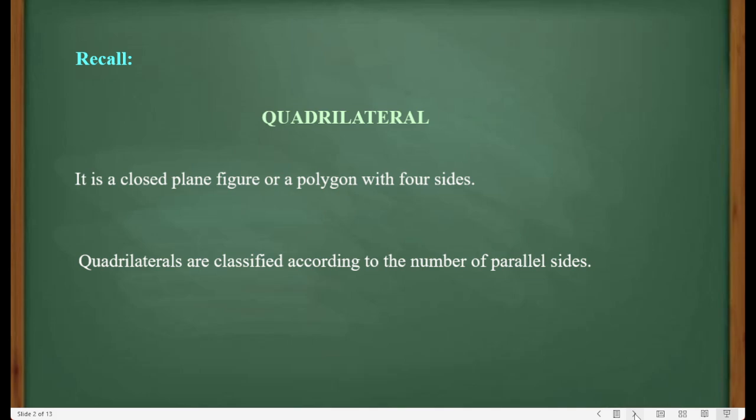Quadrilaterals are classified according to the number of parallel sides. And for you to clearly understand this statement, on the next slide, I'm going to show you the tree diagram of quadrilaterals. We begin with the so-called general quadrilateral. A general quadrilateral is defined as a quadrilateral with no pair of parallel sides.